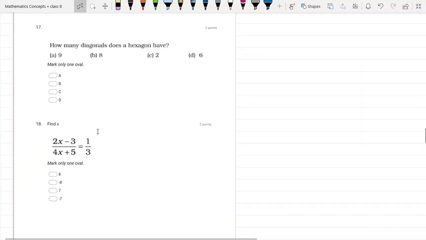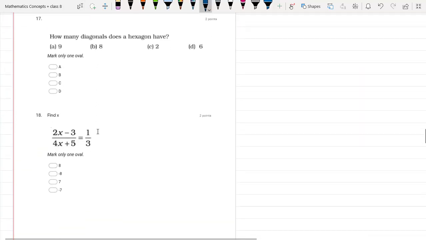Next question is, how many diagonals does a hexagon have? So if you draw a hexagon, you can check there are 9 diagonals. This question is from NCERT only. So like this you will draw a hexagon.